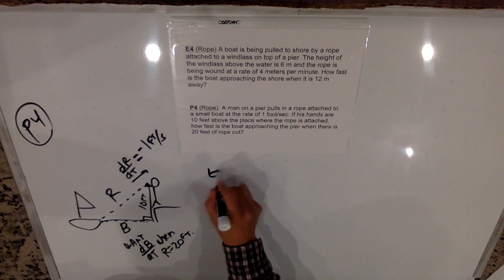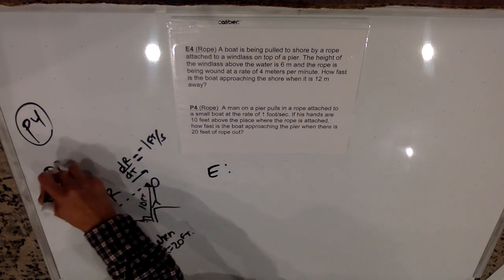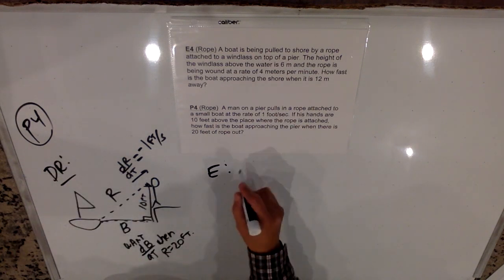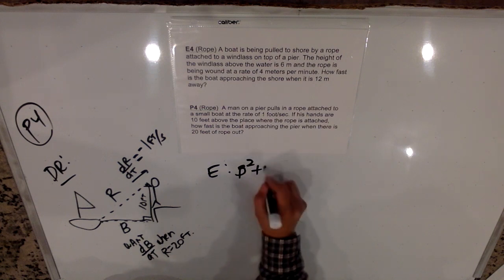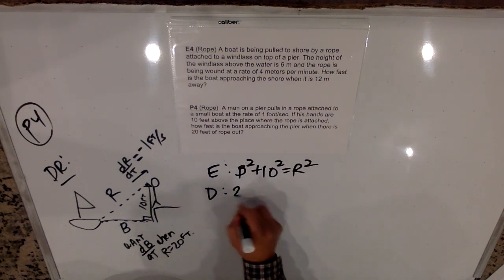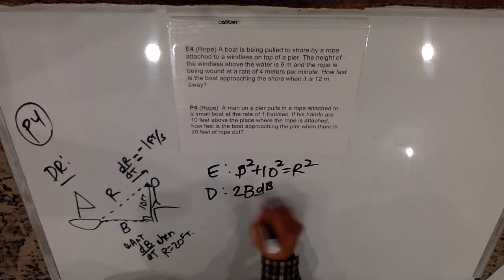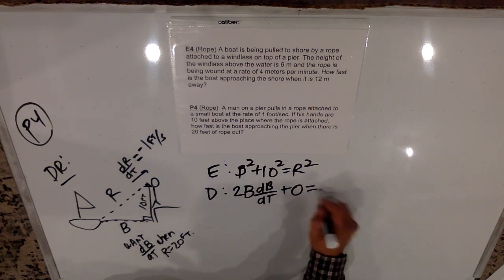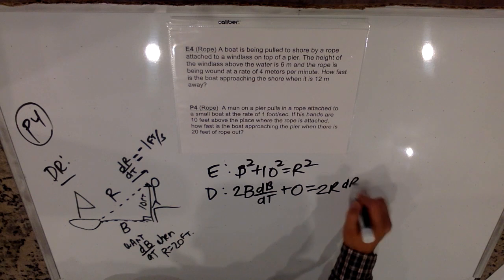So again, I'm going to go ahead and make my equation, right? So that was my diagram and my rates. I'm going to make my equation, which is going to be that B squared plus 10 squared equals R squared, right? When I differentiate, I get 2B dB/dt plus 0 equals 2R dR/dt.